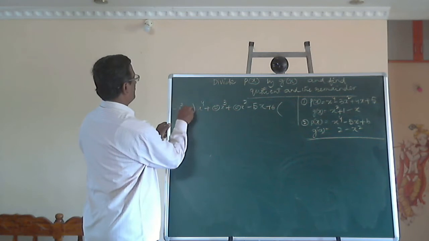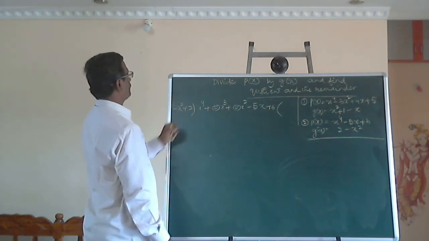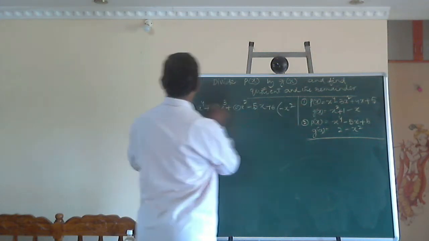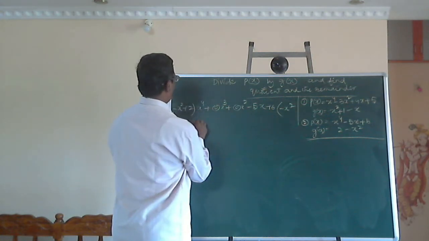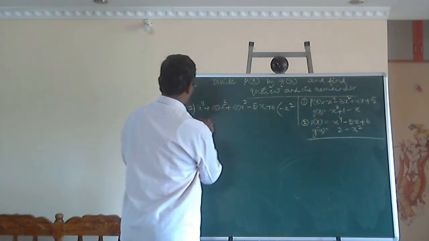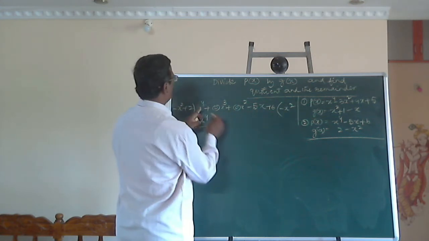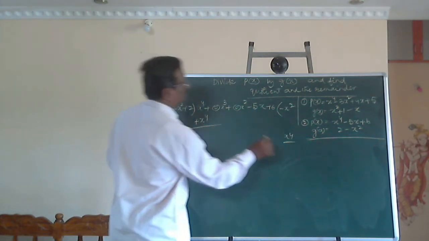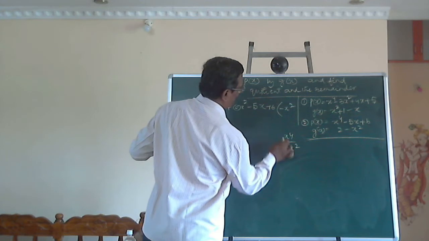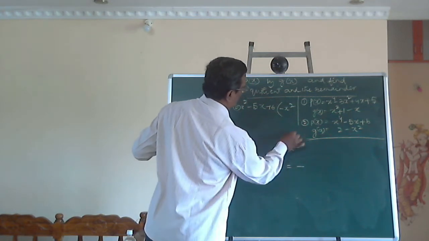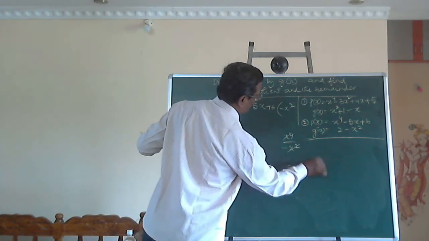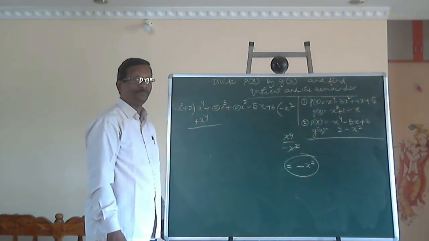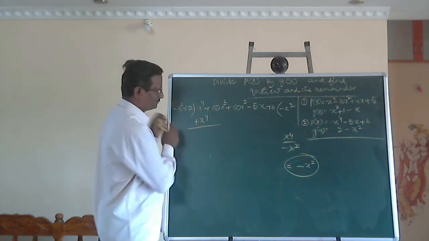Minus x square plus 2. To get x to the power 4, here minus x square must be multiplied by again minus x square. Minus into minus plus, x square into x square, x to the power 4. Or else you can do like this. First term here is x to the power 4 and here the first term is minus x square. Plus by minus is minus, x to the power 4 by x square is equal to x square. It is the procedure how we get the term every time in the quotient.